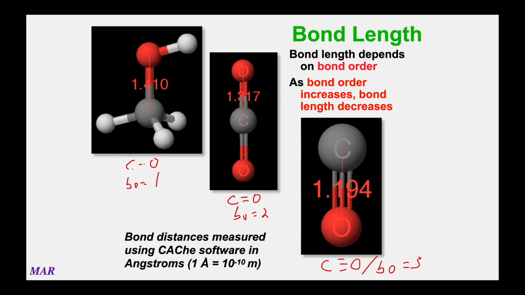As bond order goes up, your bond length goes down, and vice versa. So think about that. As bond order goes up, your bond length goes down, and that's a neat thing. So a bond order 1 C single bond O will be longer than a C double bond O, bond order 2, and a C double bond O will be longer than a C triple bond O with a bond order of 3.